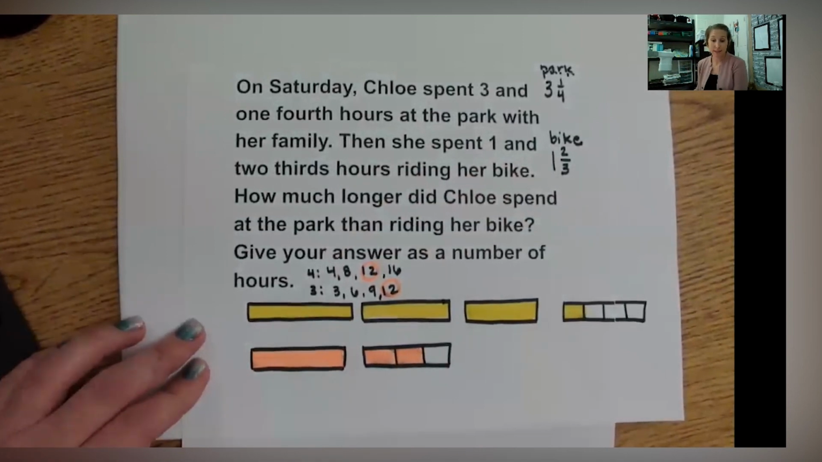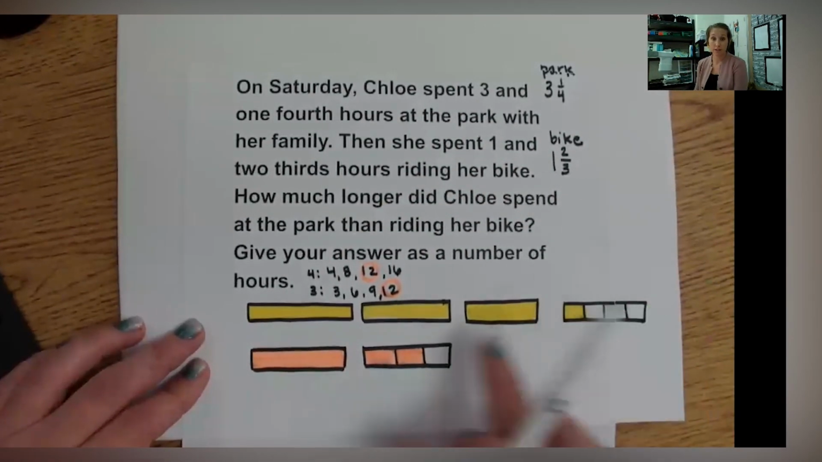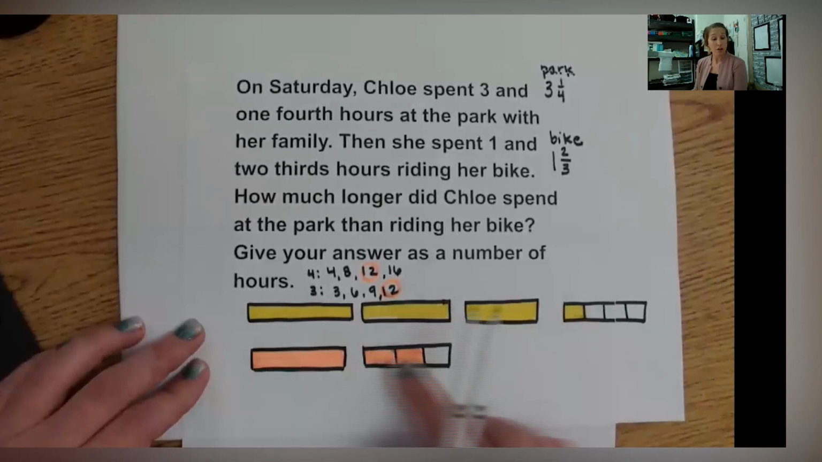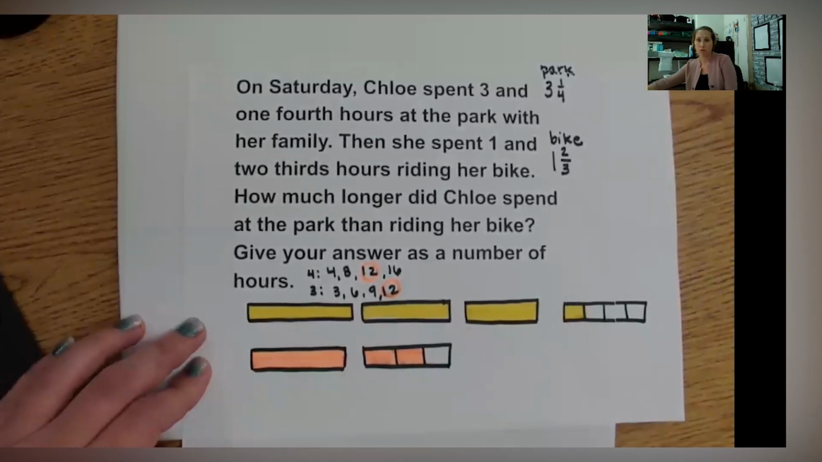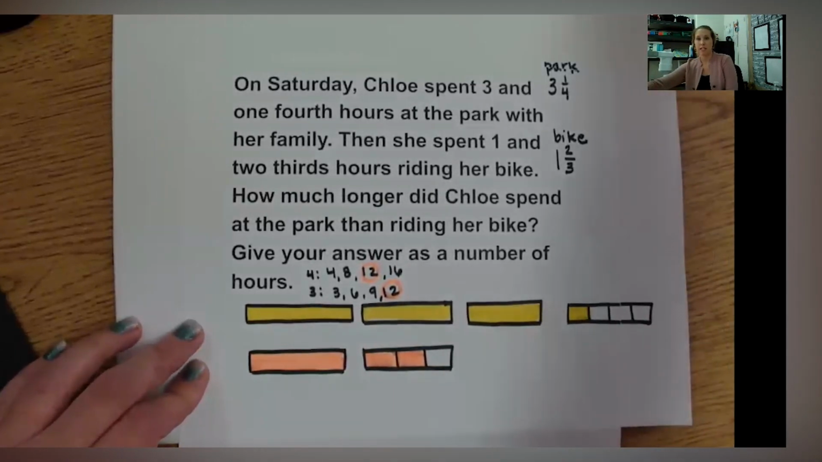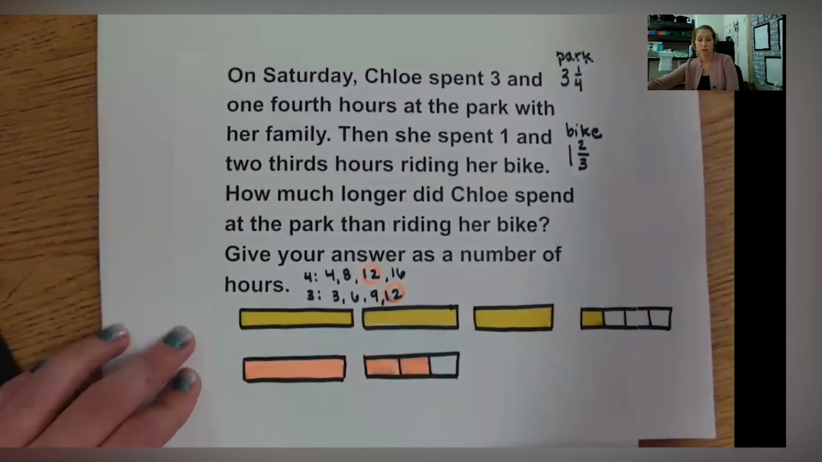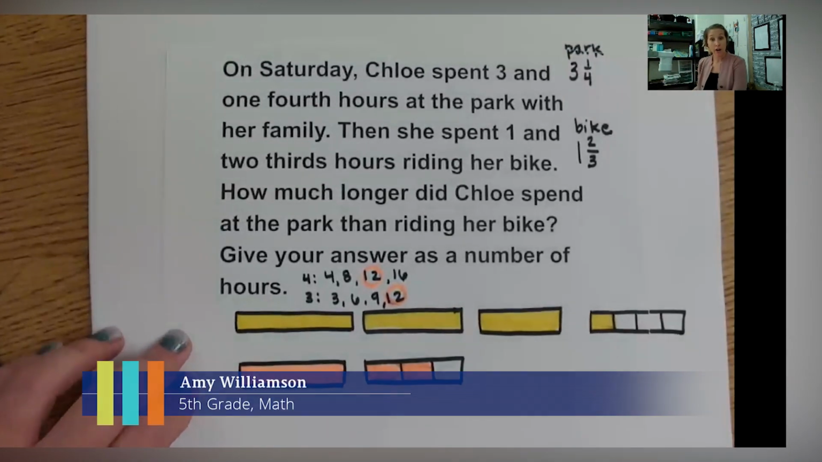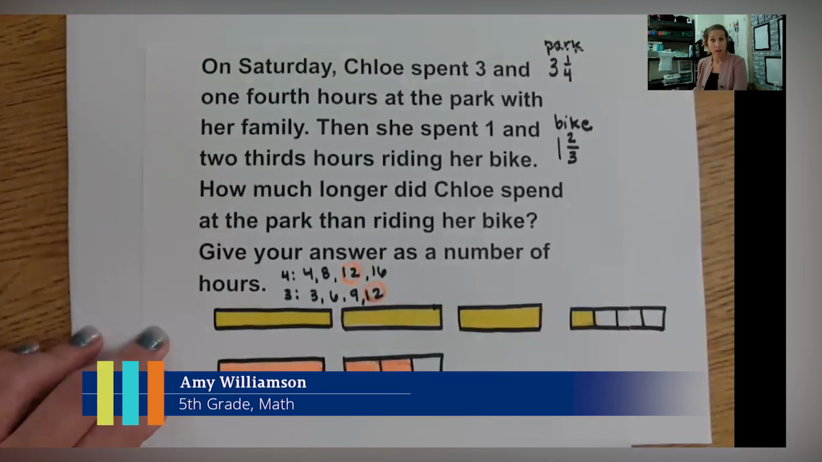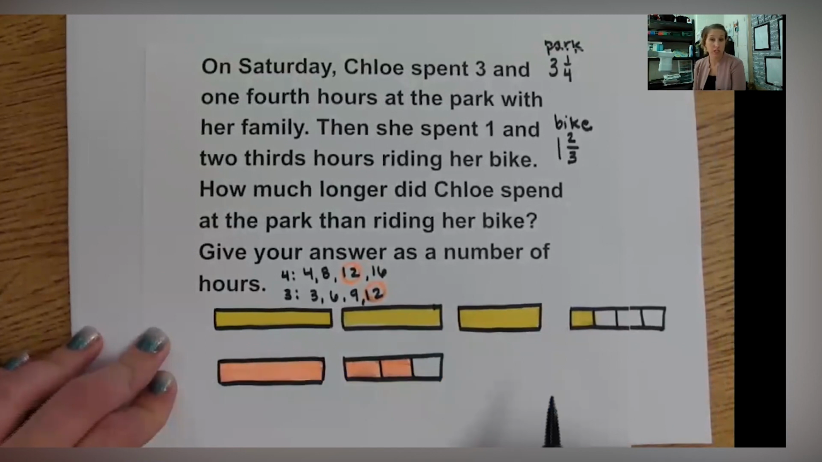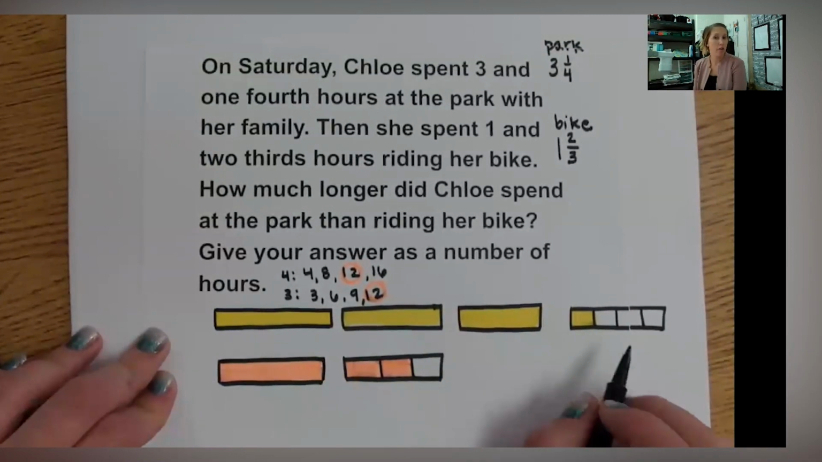I need to represent them not in fourths or thirds, but in twelfths. So how am I going to do that? Let's start with 3 and 1/4. What do I need to do to 3 and 1/4 to be able to make it into twelfths? I heard that 4 times 3 is 12. And so we can cut each of our sections into 3 to get 12 pieces.